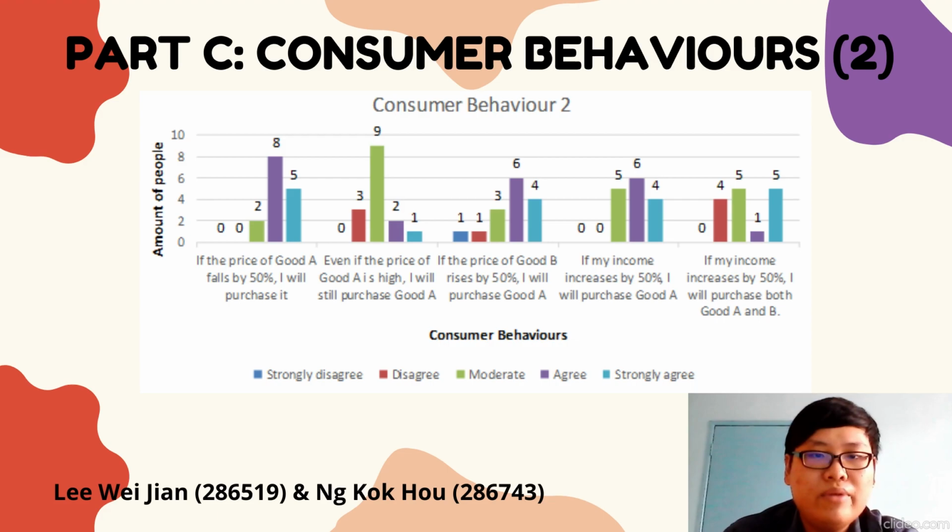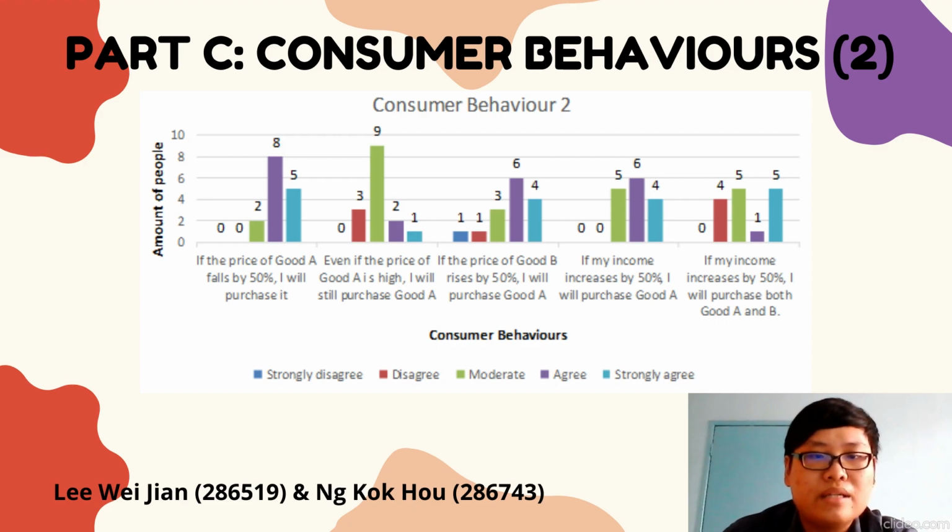For the statement "Even if the price of Good A is high, I will still purchase Good A," 12 respondents agree and 3 respondents disagree with this statement. Of the respondents that agree, 9 people are moderate, 2 people agree and 1 person strongly agrees, while another 2 respondents disagree. Good A is an inelastic good. Inelastic means that when the price of the good increases, the consumer will still buy the good because the good is a basic necessity. So when the price of Good A is high, the customer will still purchase Good A.